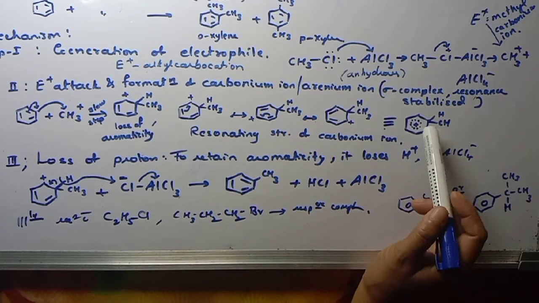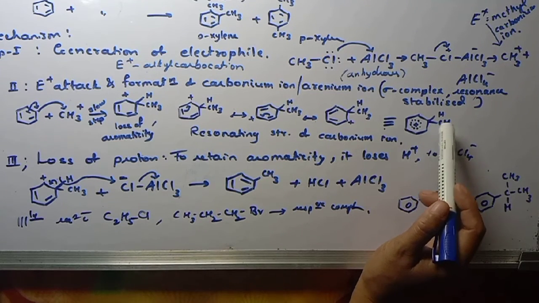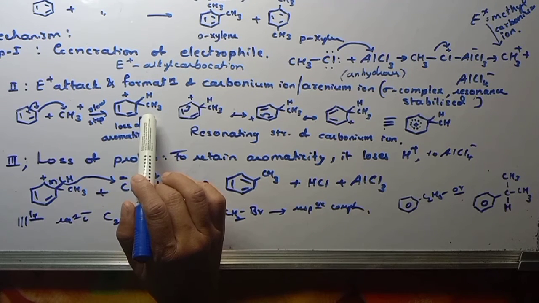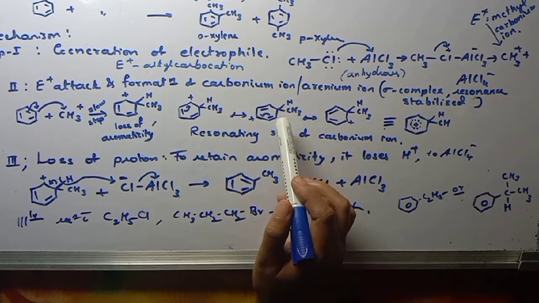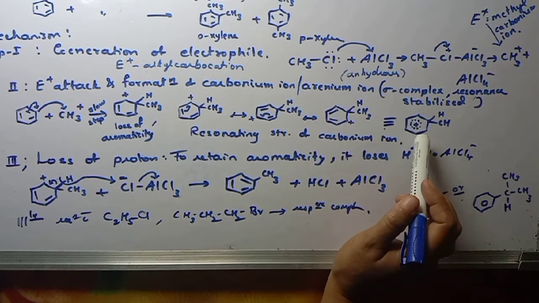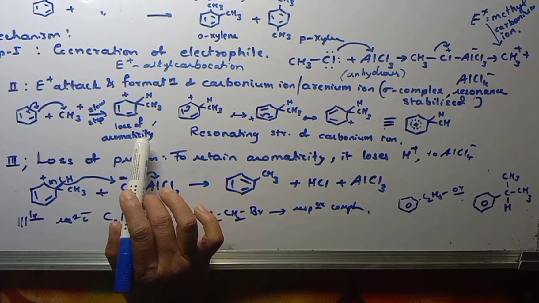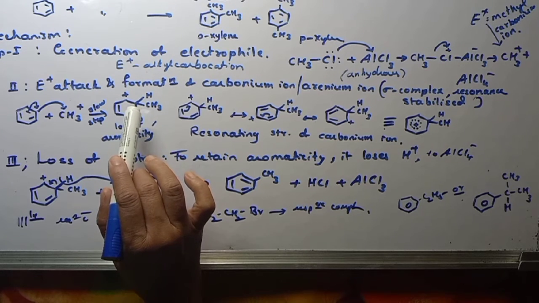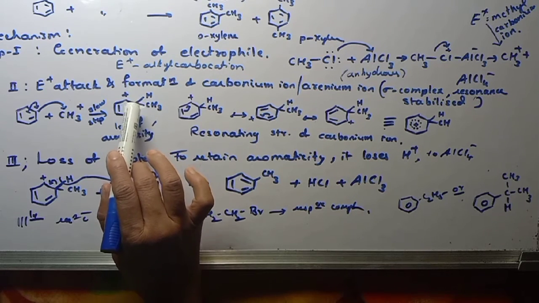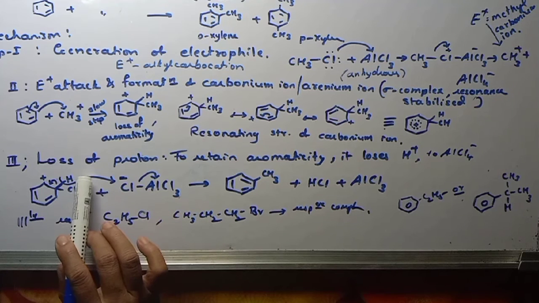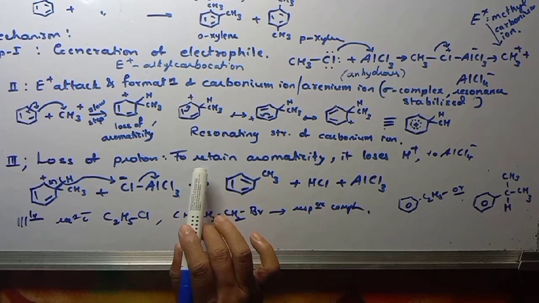This is the hybrid structure of resonance, and when the ion exhibits resonance, it is a stable one, said to be a resonance stabilized ion. It has lost the aromaticity because the pi electrons are not uniformly distributed; they are delocalized, or concentrated in a particular portion, hence it is said to have lost aromaticity. The third step is loss of proton to retain the aromaticity.